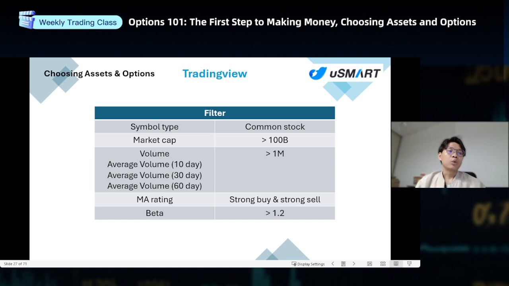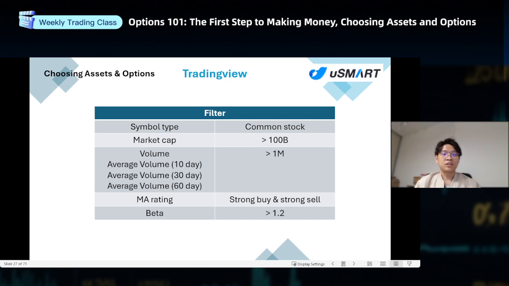And then we will look for those that have a higher market cap. In my case, I will look for those above 100 billion, so there will be more selections on the options. And then we will check the volume and the average volume to be traded above 1 million. In this case, you can filter out those stocks that are affected by earnings releases and also those affected by news.